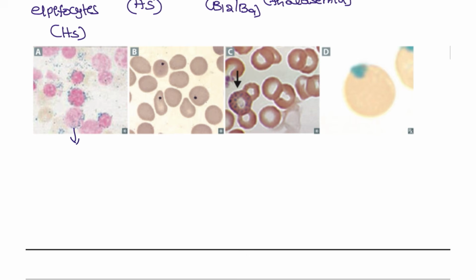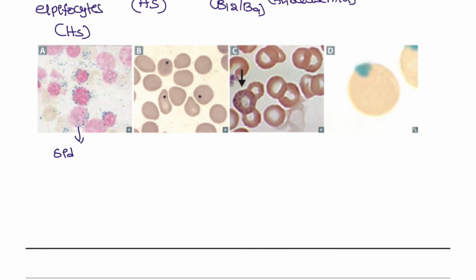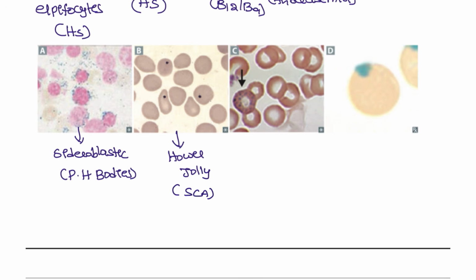These are known as sideroblastic cells. Sideroblastic cells, also known as pappenheimer bodies. Next, these are the Howell Jolly bodies. Howell Jolly bodies are seen in sickle cell anemia patients. And next, this is the stippling, which is known as basophilic stippling. Basophilic stippling is seen in patients with lead poisoning.